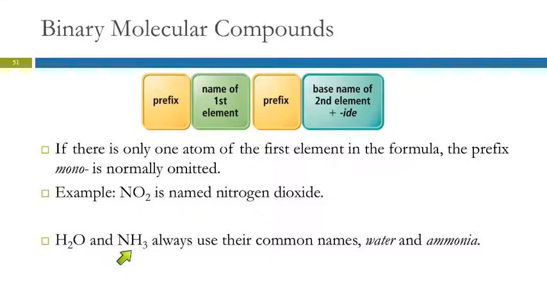This would have the systematic name nitrogen trihydride, but this compound is also extremely common, and so we never call it that. We always call it ammonia. Okay? So you will be expected to know the formula for ammonia and the formula for water. They're listed right there.